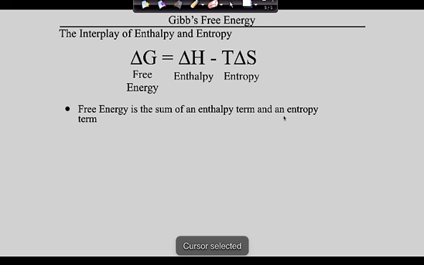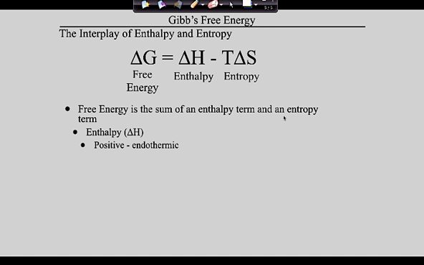Now we need to define some baseline ideas. This is all just review, but you may want to write it down. We understand that Gibbs free energy is the sum of an enthalpy term and an entropy term. You're going, wait, this isn't a sum because this is subtraction. But you should be comfortable with the idea that subtraction is really just adding a negative number. Enthalpy can either be endo or exothermic. If it's positive, it's endothermic. If it's negative, it's exothermic.